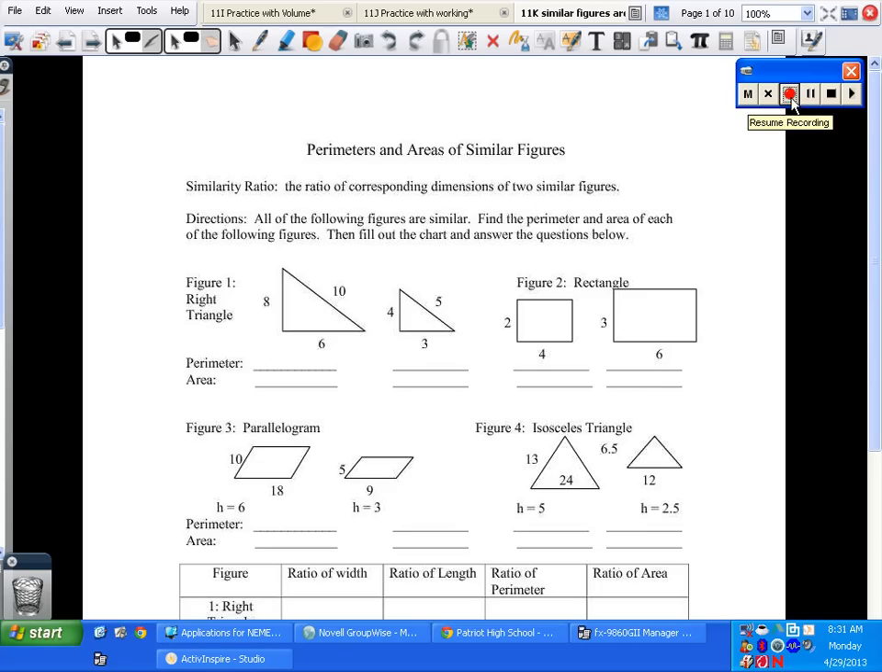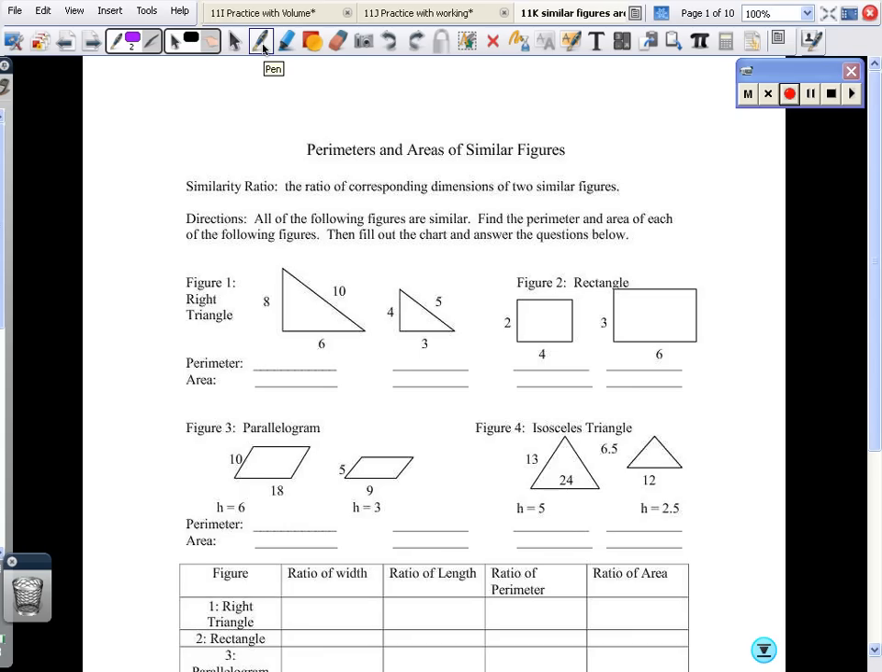Okay, so we're going to take a look at the perimeters and areas of similar figures. This is a two-page activity at the beginning of the 11K notes. And from this activity, what we're trying to get is that there are some relationships between ratios of these shapes and things like that. So we'll just kind of figure these out as we go.